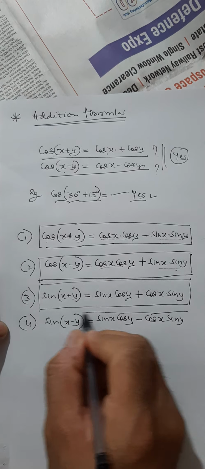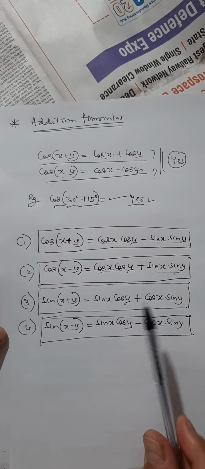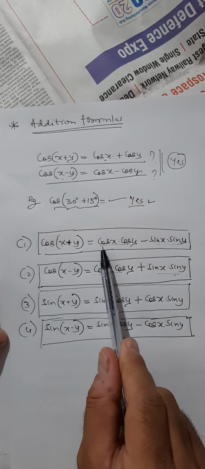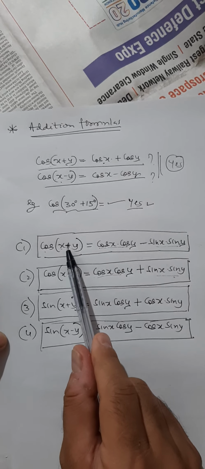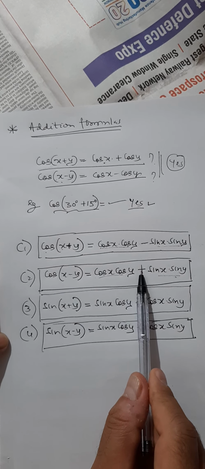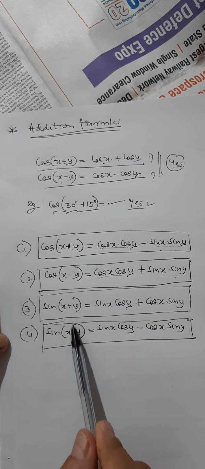So these are the first four addition formulas for sine and cosine. Formula for cosine, you have cos then sine, cos x cos y minus sin x sin y, plus then minus, minus then plus, opposite sign. For sine you have same sign, plus then plus, minus then minus, and mixed function, sin x cos y plus cos x sin y, sin x cos y minus cos x sin y.